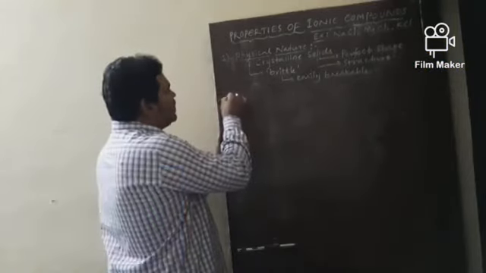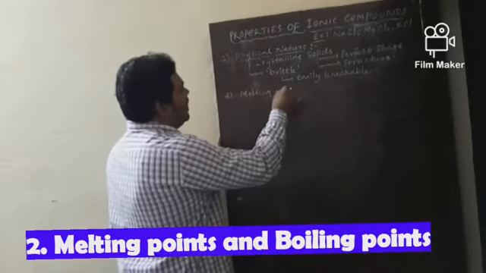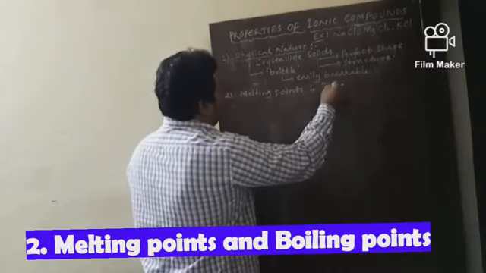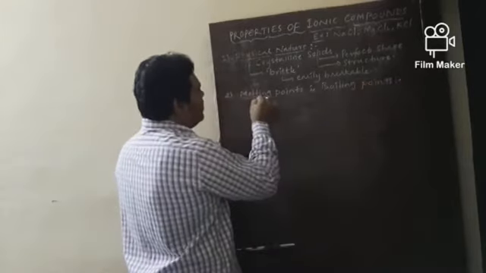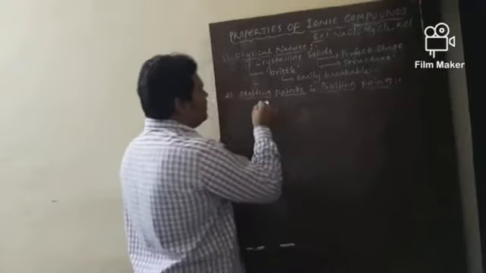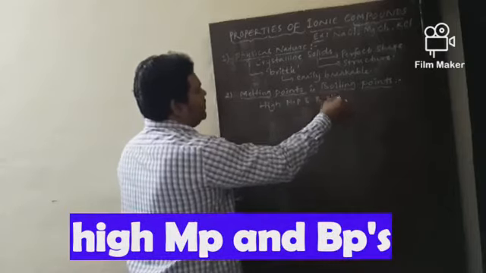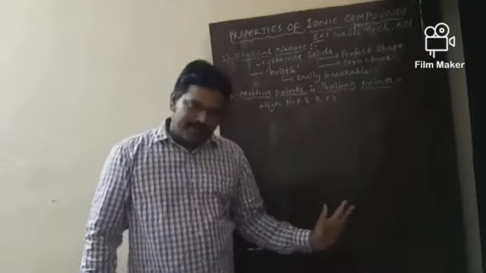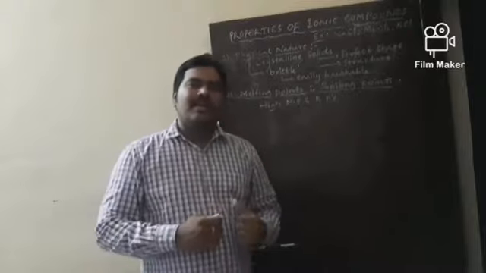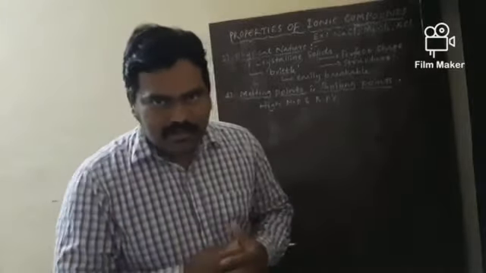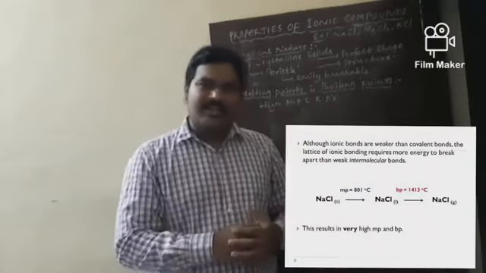Now coming to the second property, melting points and boiling points. All ionic compounds have high melting points and boiling points. What is the reason? If you take sodium chloride, the melting point is around 800 degrees Celsius and the boiling point is around 1400 degrees Celsius.